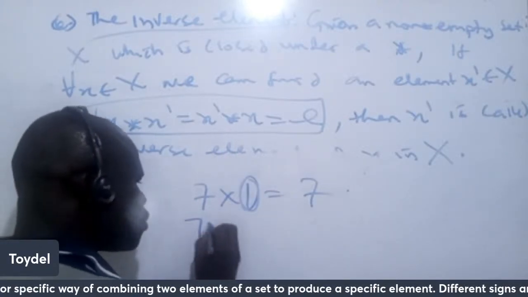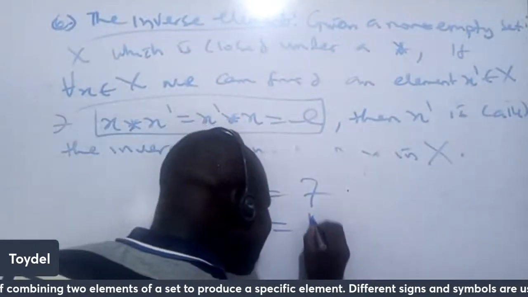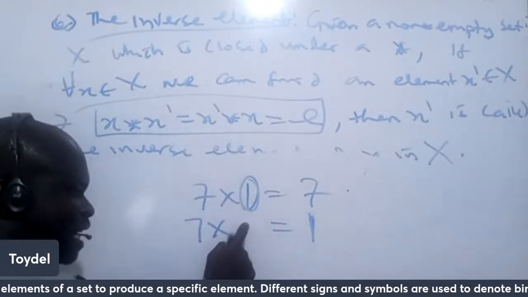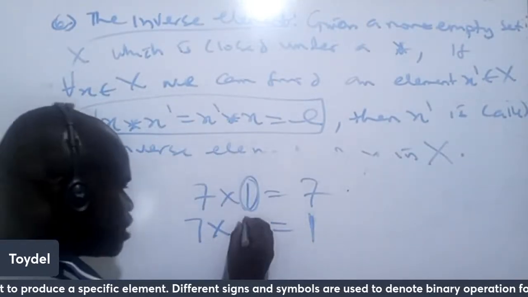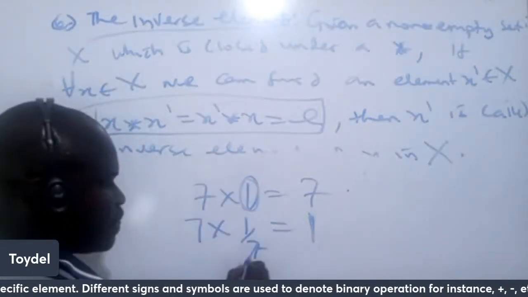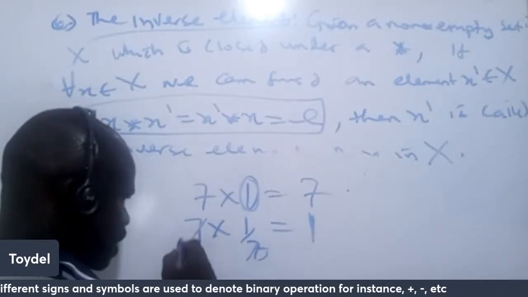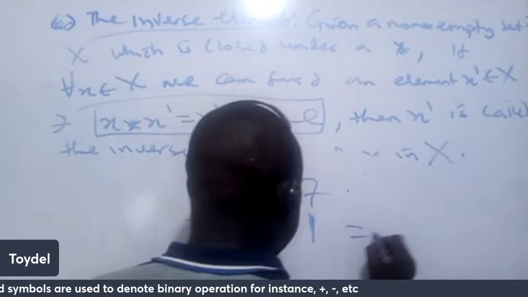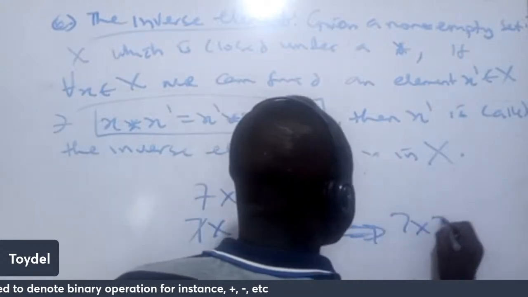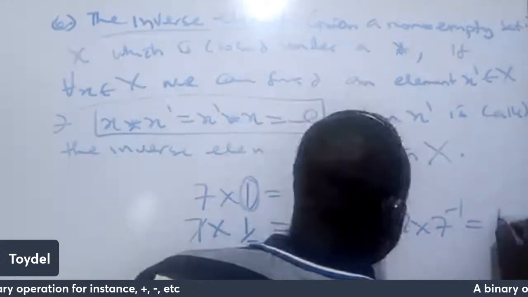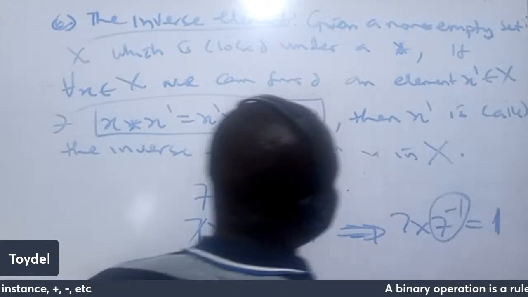Then what am I going to multiply with 7 that is going to give me that identity element? Whatever I have here is the inverse element. So in this case, it will be 1 all over 7. So that simply means that 7 multiplied by 7 raised to power minus 1 is equal to the identity. So this is the identity element.